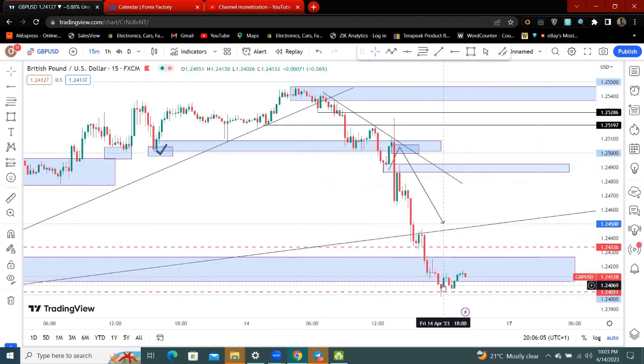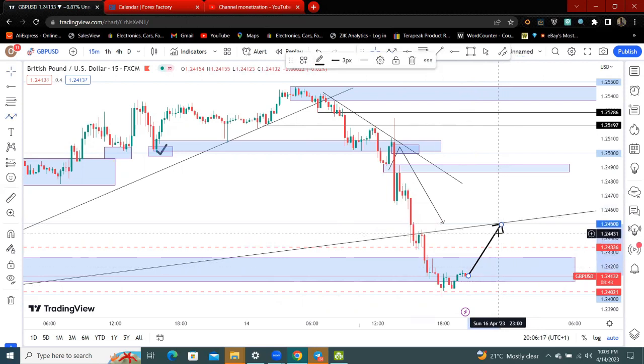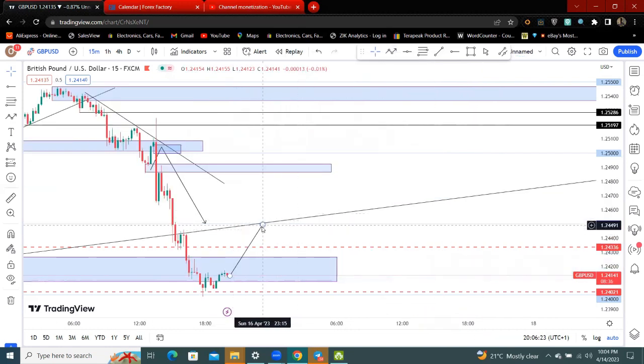This is an extension. So if this was Thursday, it would pull back to 61.8 around here and push back to the upside, maybe to here. Then I would sell again. That's how I trade Forex. I would sell again from here.